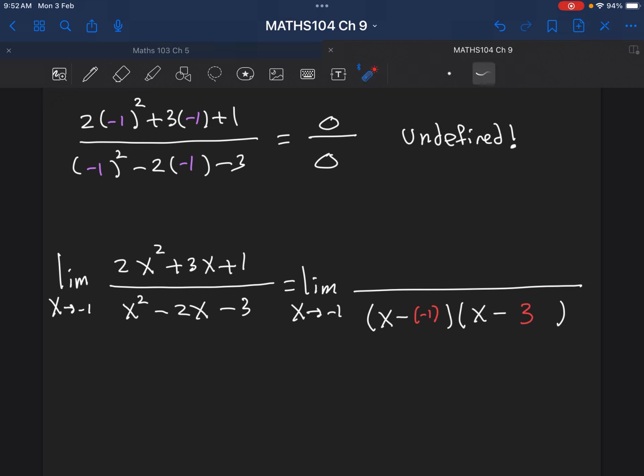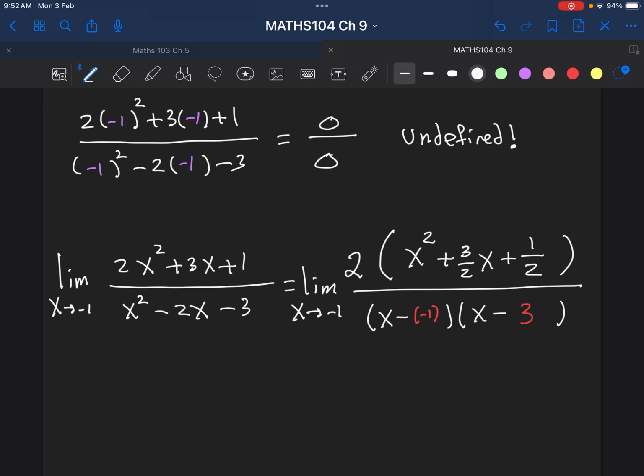Now, can we do the same thing for the numerator? The answer is no. And why is it no? Because the number in front of x squared is not 1. So how are we going to deal with this? Take 2 as a common factor. So you will get x squared, and now you have x squared with 1 in front of it, plus 3 over 2 x plus 1 over 2.